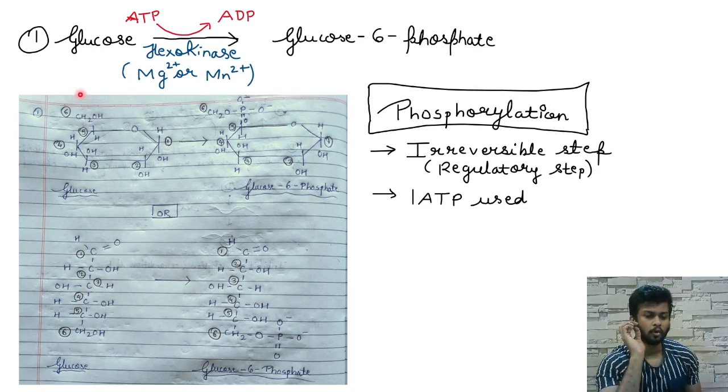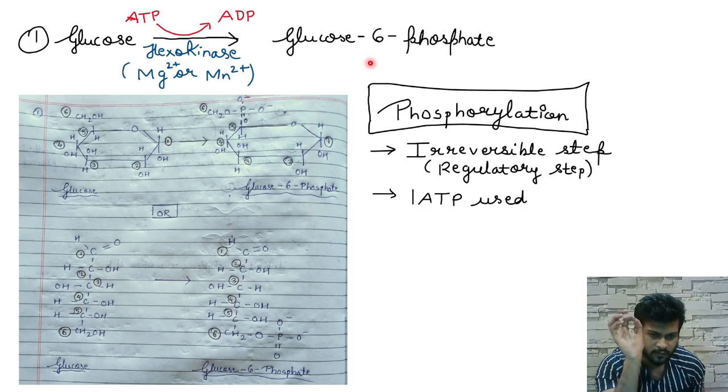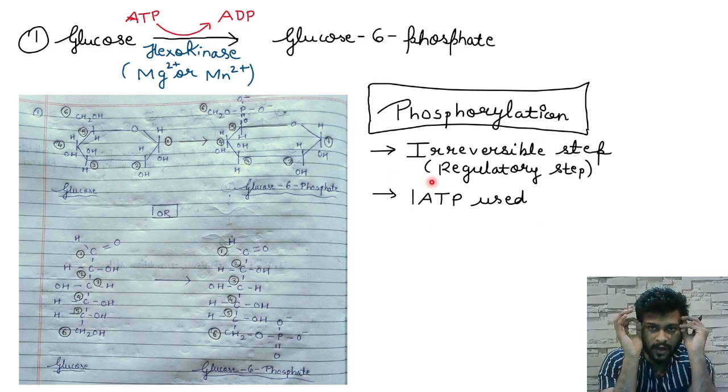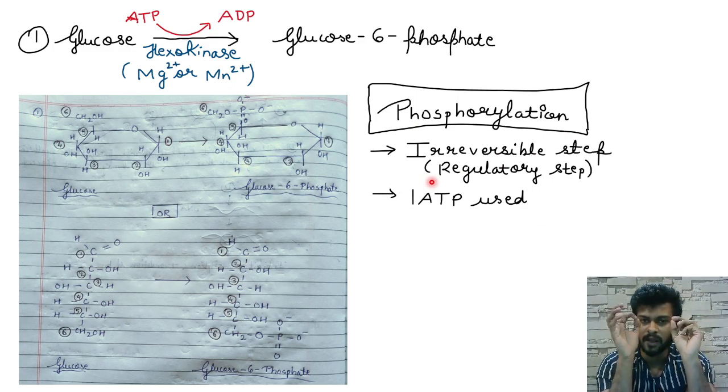Glucose will be converted into glucose 6-phosphate, which is catalyzed by the enzyme hexokinase, which requires magnesium and manganese ions to function efficiently. During this step, one ATP is consumed. This step is known as phosphorylation. Most of the phosphorylation steps are irreversible, and irreversible steps are regulatory steps. There are certain rare exceptions, which we will study in upcoming slides.